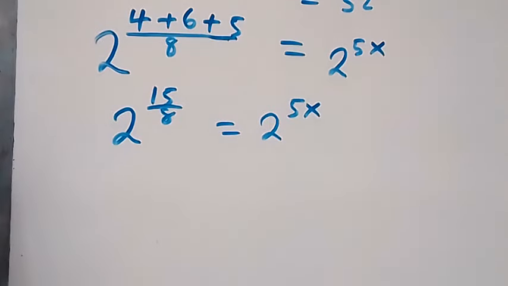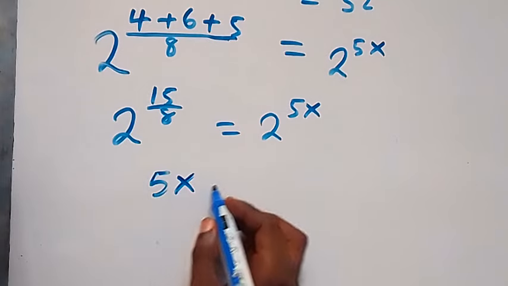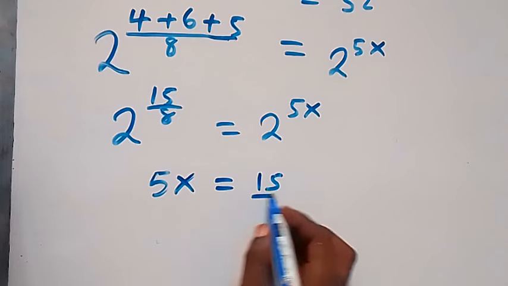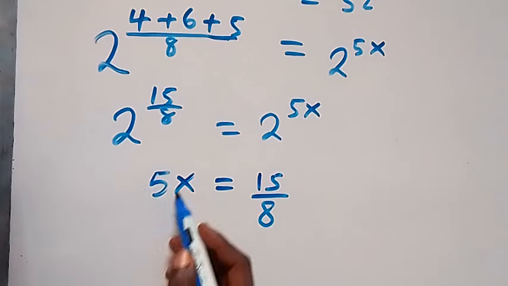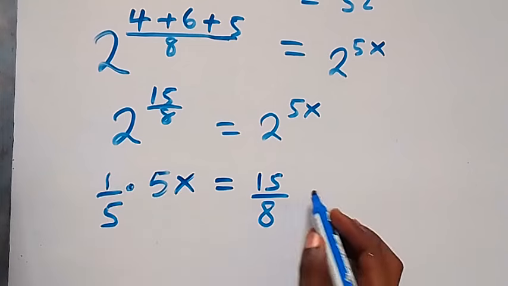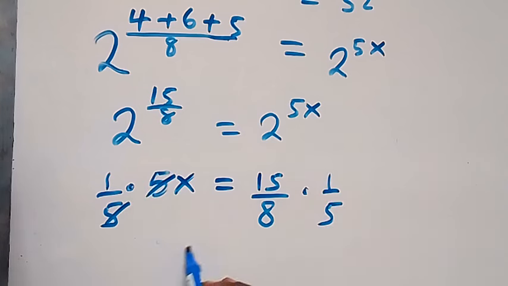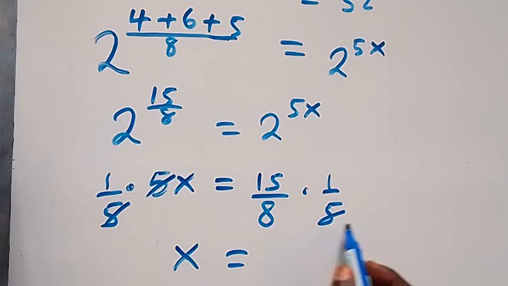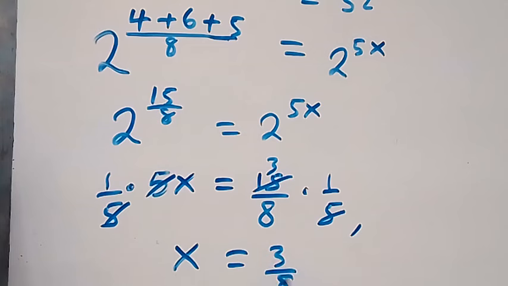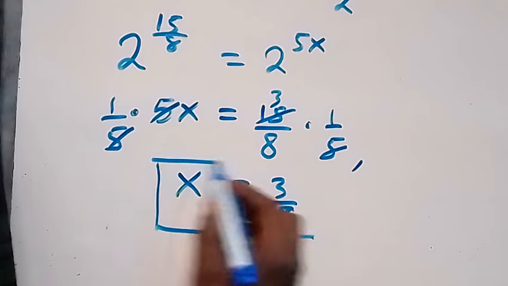Now we have the same base, so we can equate the powers. We have 5x equals 15 over 8. Let's remove this 5 by multiplying both sides by 1 over 5. Here 5 cancels 5 to leave x, which equals, 5 goes into 5 once, 5 goes into 15 three times, which is 3 over 8. So also from this method we got 3 over 8.